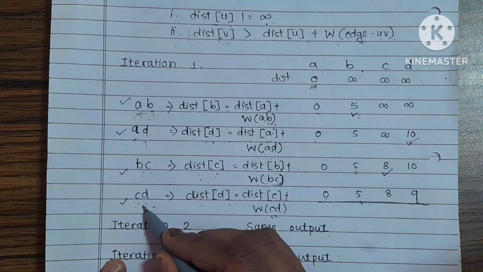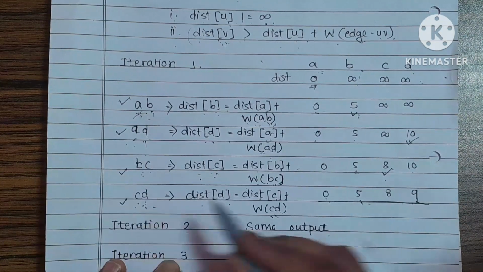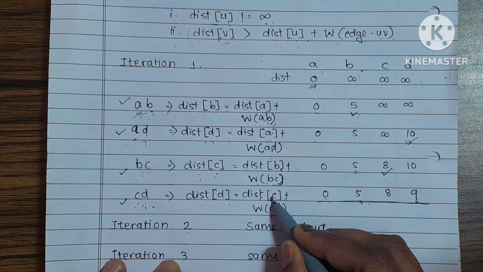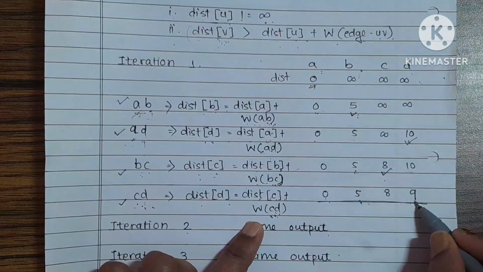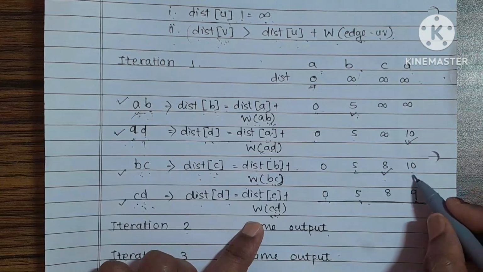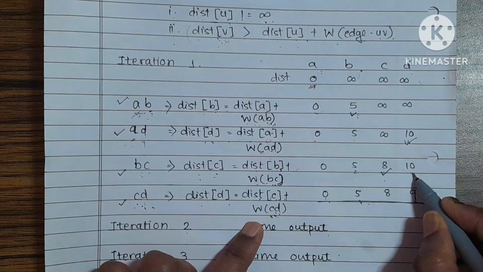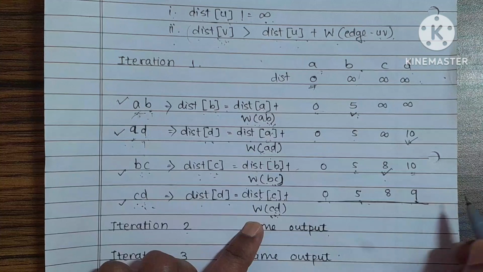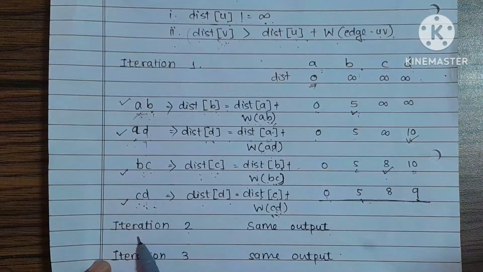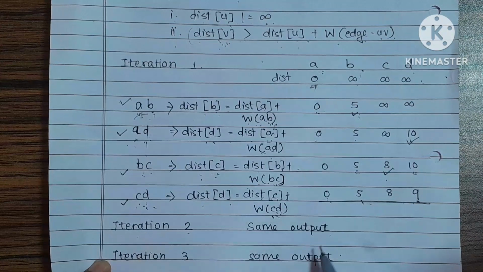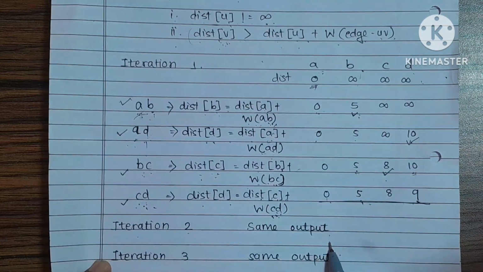Next, the CD edge. CD is of weight 1, so distance of C, 8, plus 1 is 9, and this 9 is less than the previously held 10. So this 10 has been replaced by 9. If we continue with the second iteration, we are going to get the same output. Okay, we'll discuss it also.